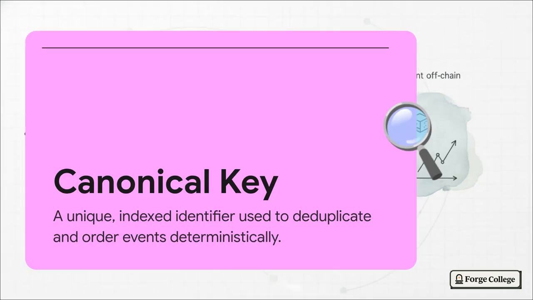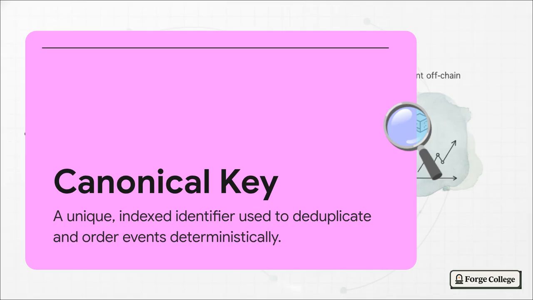A canonical key is honestly just a unique indexed identifier for a specific operation. Think of it as an operation ID that keeps going up, or a unique hash for every single meaningful action. By stamping this explicit operation ID onto every emitted event, your off-chain listeners can just check their database for the last seen ID.